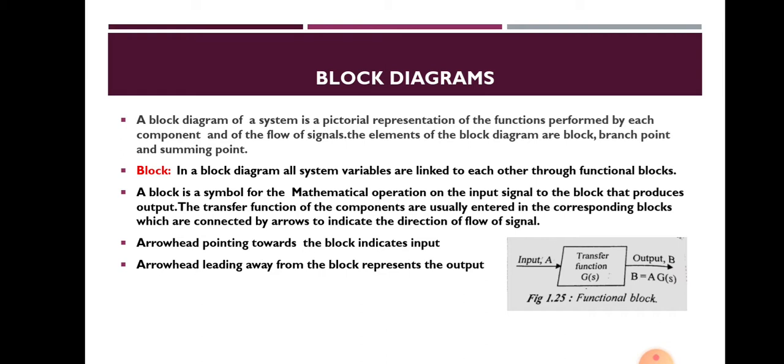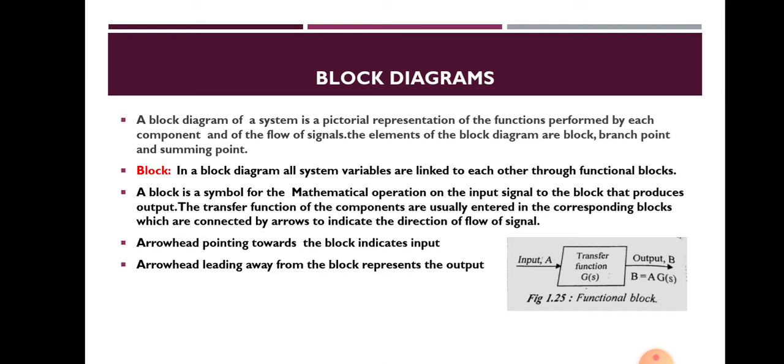Usually the elements of the block diagram are block, branch point and summing point. That means the block diagram is constructed from three components: block, branch point and summing point. Coming to each term, first of all, block.